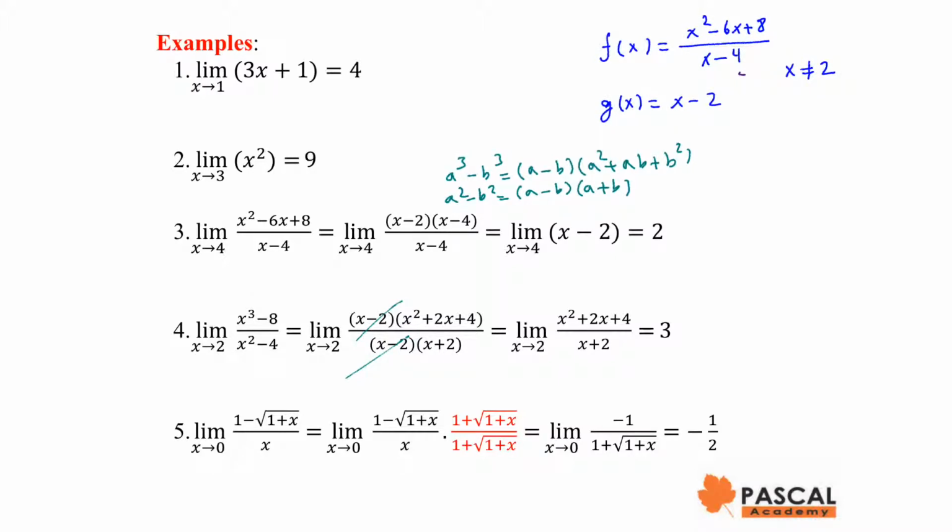Example 5. To find the limit of (1 - square root of (1 + x)) over x as x approaches 0, we rationalize the numerator of the function. By multiplying both the numerator and the denominator by 1 plus square root of (1 + x), the limit would be the same as limit of minus 1 over (1 + square root of (1 + x)) as x approaches 0, which is negative 1 over 2.